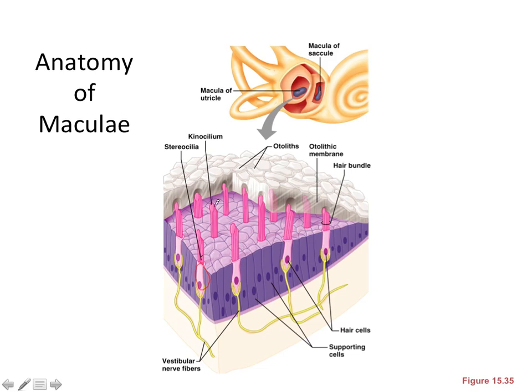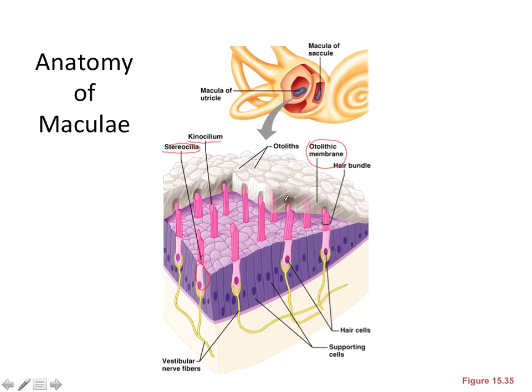The longest one is called the kinocilium. The shorter ones are called stereocilia. The hairs touch a jelly-like membrane called the otolithic membrane. The otolithic membrane is a very thick, gel-like membrane.